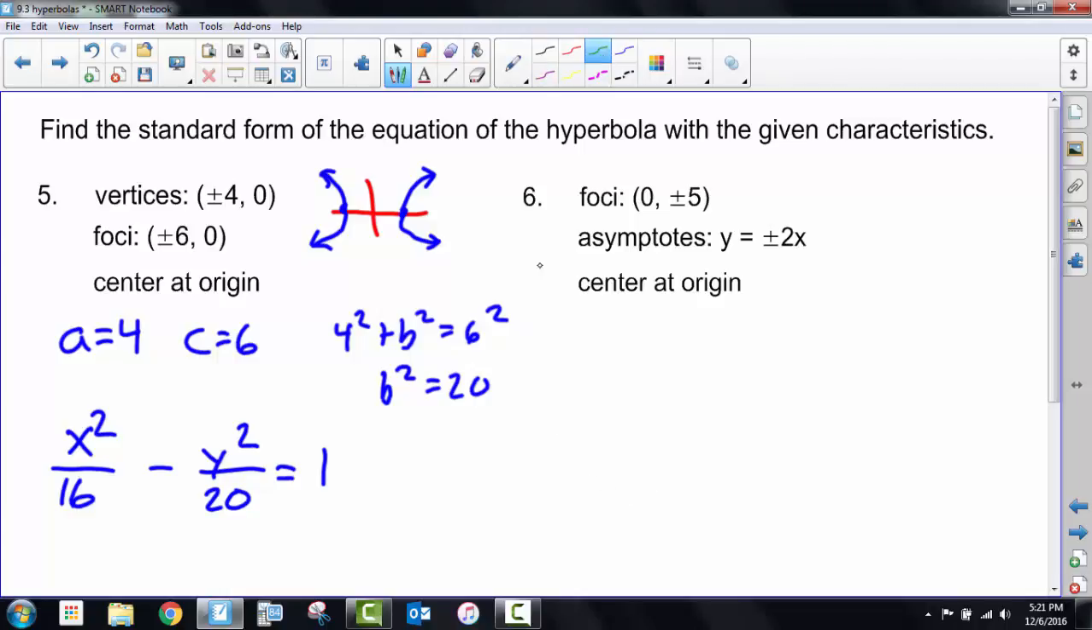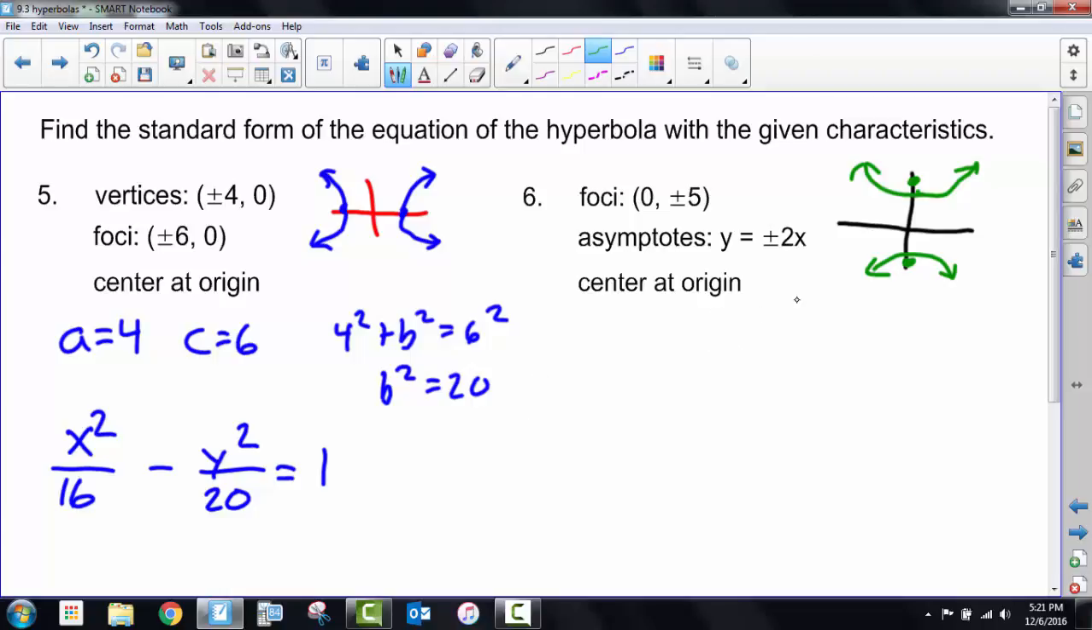All right, here's your next one. The foci this time it says are at 0 plus or minus 5. So again, I think it's smart just to do a quick sketch, just to remind yourself, if the foci are at 0 plus or minus 5, that means this thing has to open around those two foci, so it's essentially opening up and down, it's vertical. Just something to keep in mind.